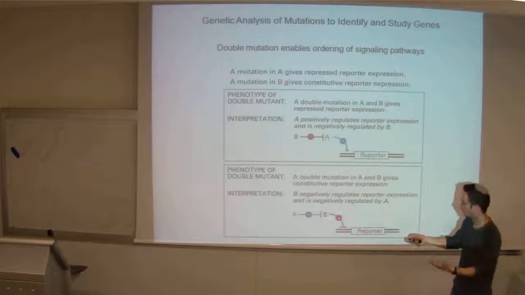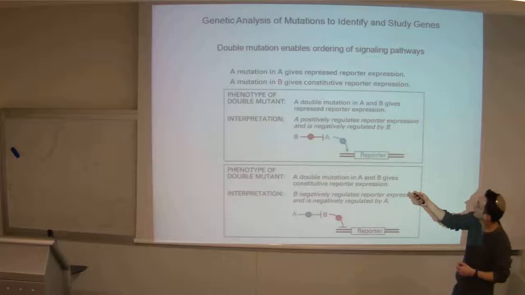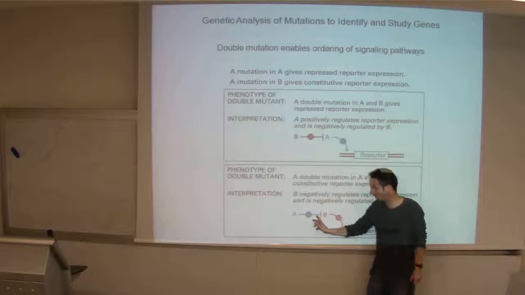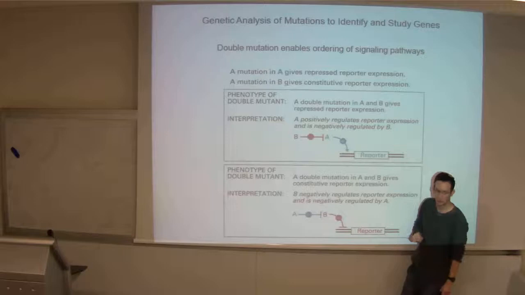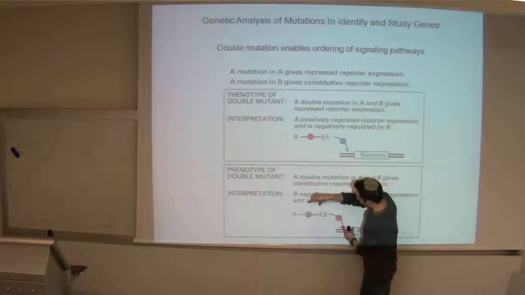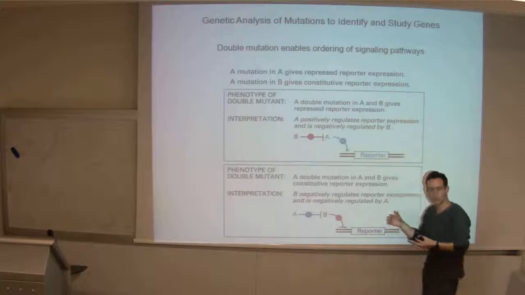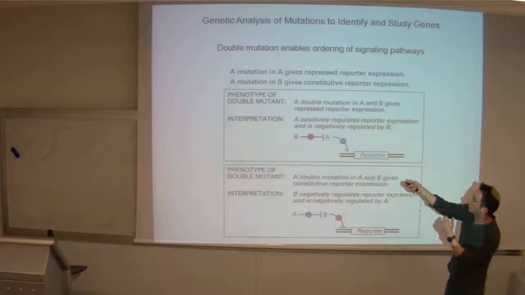And we know that a mutation in A gives repressed reporter expression. So minus minus is plus, so A is positively linked with the reporter. This has to be the case, because a single mutation in A gives repressed reporter expression. So to sum up, you can switch the order of these two, or switch the plus or minus sign between the relationships, and see that no other explanation can fit these results: the results of the single mutation experiment in A, in B, and the double mutation experiment.